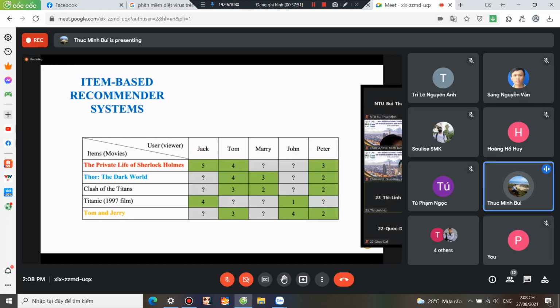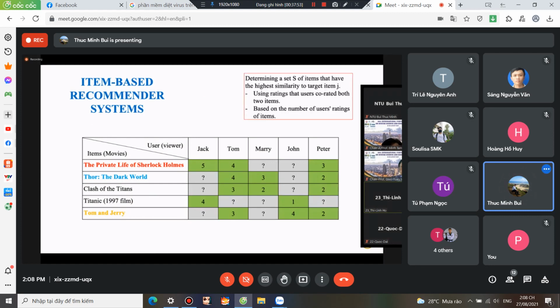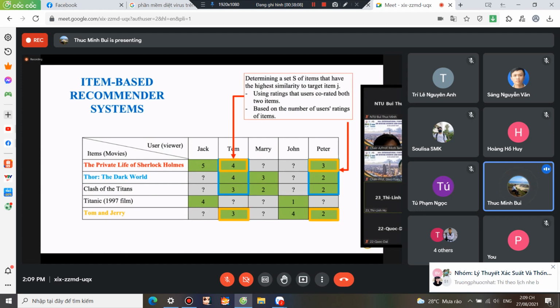For an item-based recommender system, we have to determine a set of items with the highest similarity to the target item J, using ratings from users who rated both items, based on the number of user ratings of the items. You can see an example in this slide.